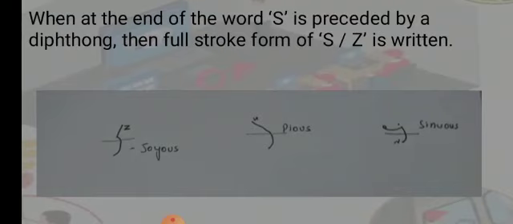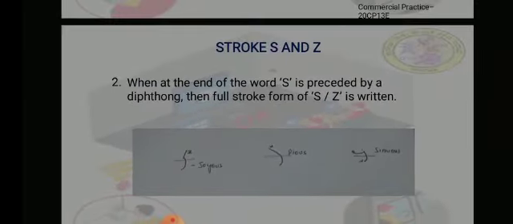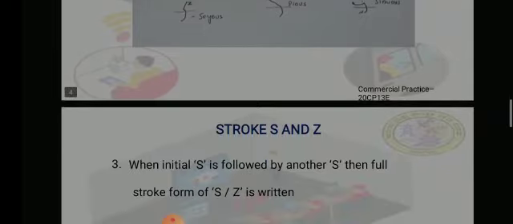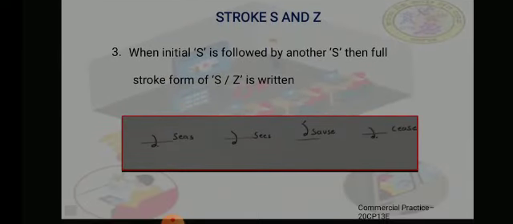So joyous. Take the second example, pious. So P, then you have stroke S, and then before final S you have a diphthong. The same holds good for the third example, sinuous. You see there's a diphthong UA. So sinuous. Then you have to write the stroke S instead of the circle S, because you have to have a place to show the diphthong.